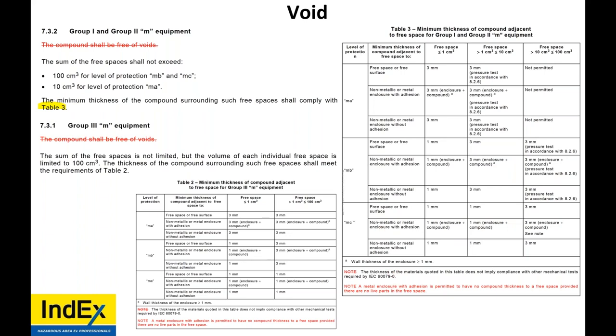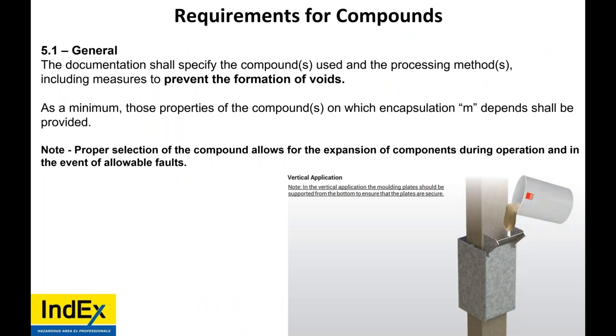So, requirements of compounds. The documents shall specify the compounds used and the processing methods included, ensuring to prevent the formation of voids. As a minimum, these are the properties of compounds for which encapsulation shall be provided. A proper selection of the compound allows for the expansion of components during operation.